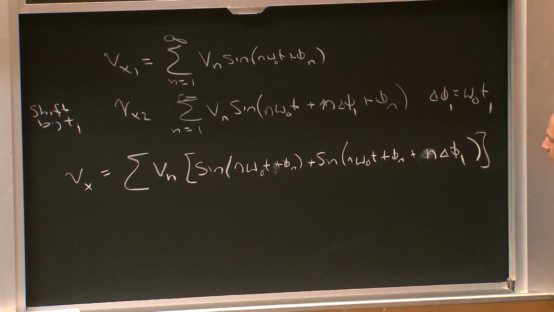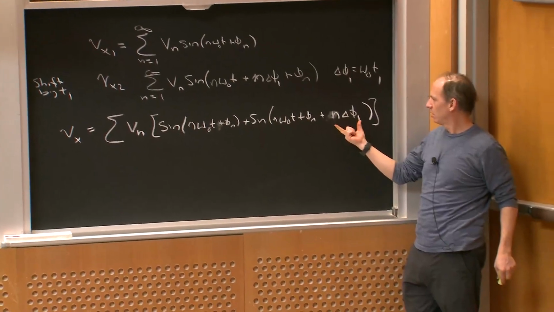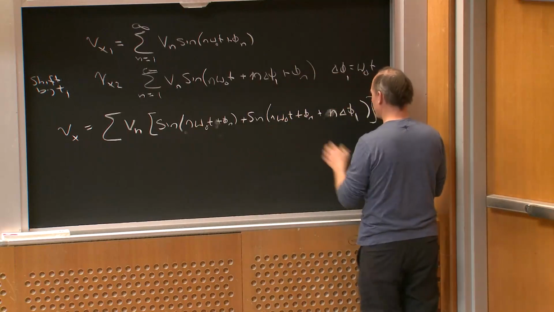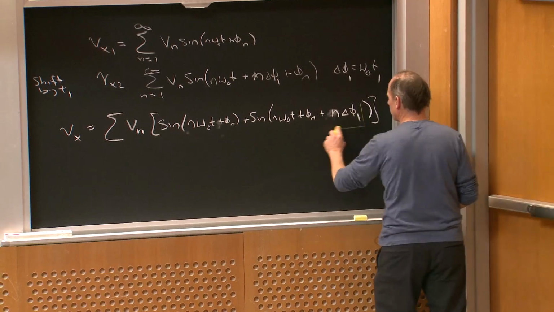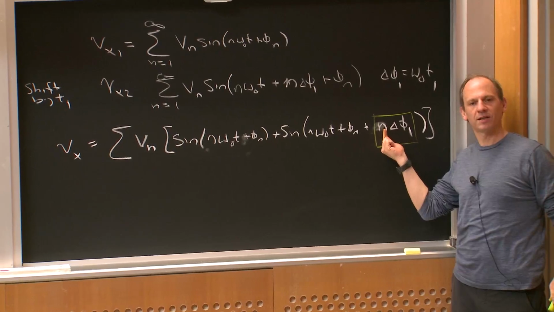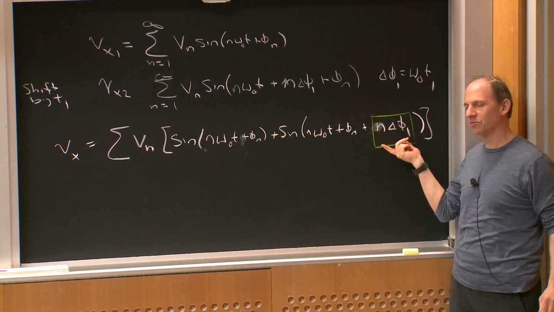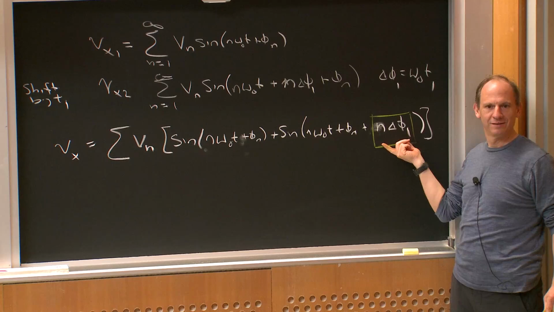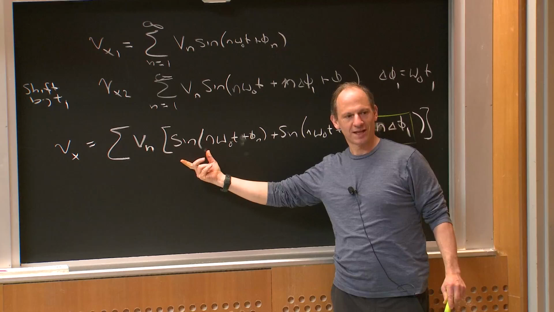Well, what happens if the phase difference between this waveform and this waveform is precisely n delta phi 1? At each harmonic, the nth harmonic has a phase shift that's n times delta phi 1. Well, what happens when n delta phi 1 is pi, or 180 degrees? What's going to happen? This is going to be 180 degrees out of phase, and they're going to cancel.